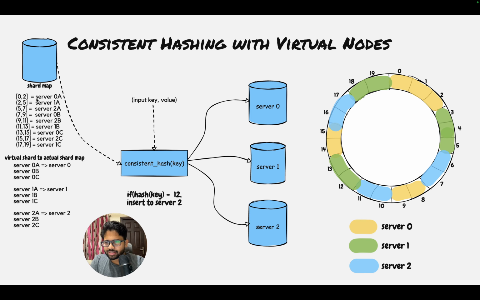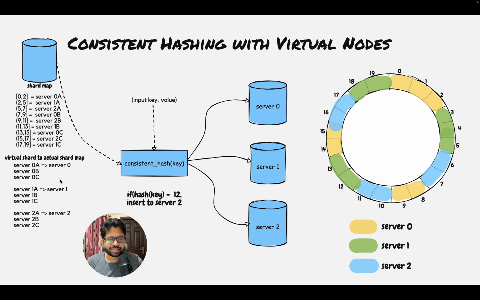So what I do here is that I have server 0A, server 1A, server 2A. So 0A, 0B, 0C, they are just virtual names, and these names do not actually exist. I still have server 0 and server 1 and server 2. These are the actual machines which exist. For my hashing part, I just have the variable names as 0A, 0B, 0C, 1A, 1B, 1C, 2A, 2B, 2C, which correspond to server 1, server 2, and server 3. So they are called virtual nodes.